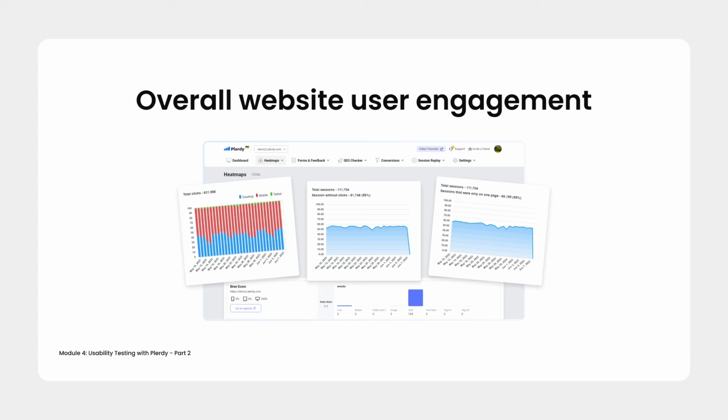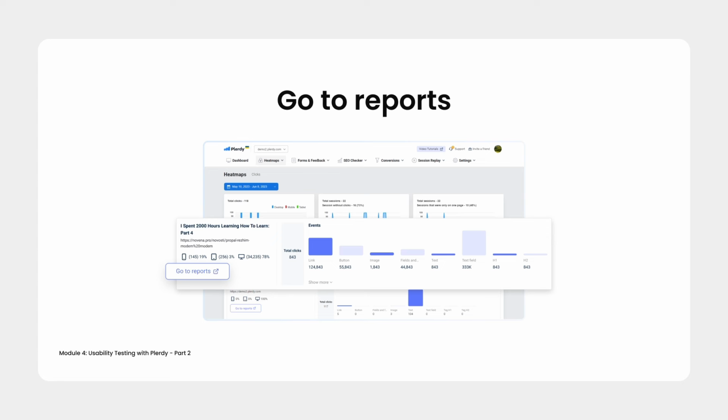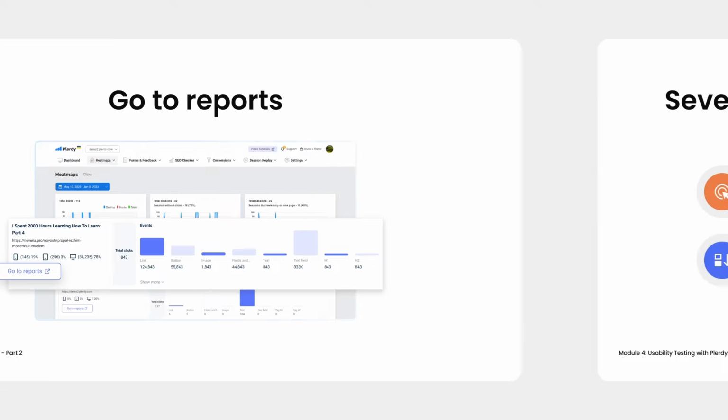Under the time range, you'll find graphs displaying overall website user engagement, including the total amount of clicks, sessions without clicks, and single-page sessions. To access the heat map view, click on the arrow next to a page in the list. The heat map will open in a new tab showing hotspots on the page elements and a Plerdy menu on the right side. The size of the hotspots depends on the number of clicks.